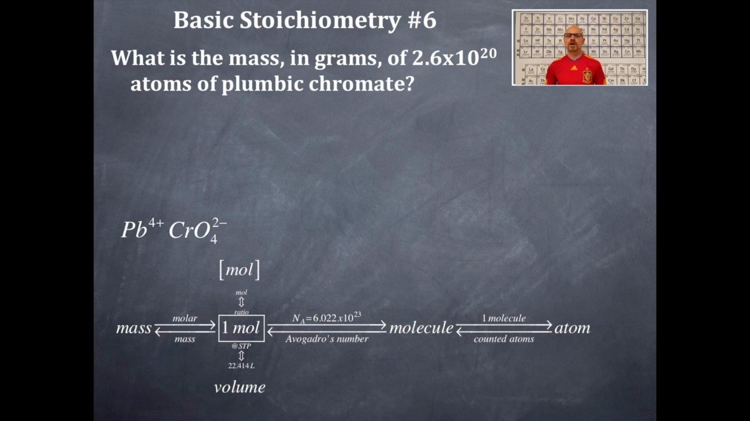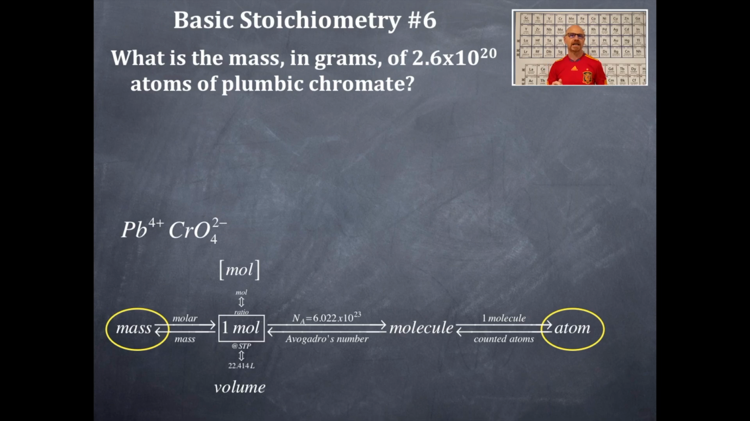Now, this is our flow chart that we have. What are we starting off with? We are starting off with atoms. Where are we going? We are going to mass. There is no direct route from atoms to mass, just like there has never been a direct route. You always have to take baby steps, one step at a time.